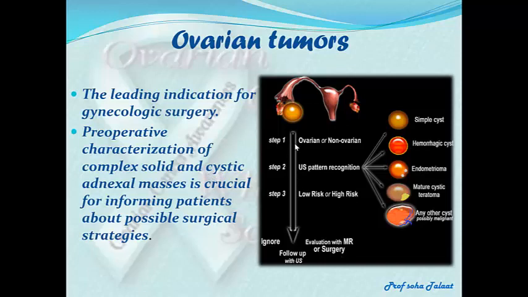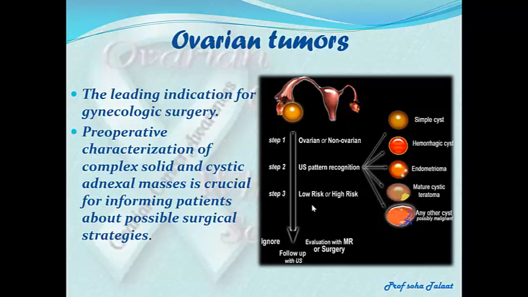We have step 1 to see if the lesion is ovarian or not. First step, is it ovarian or adnexal non-ovarian lesion? Second step is the ultrasound pattern recognition. Is it simple cyst, hemorrhagic cyst, endometrioma? And when we proceed in the lecture, we will see that hemorrhagic cyst and endometrioma are not an ultrasound diagnosis. If we want to be sure of being hemorrhagic or endometrioma, we must do MRI for characterization. We have also the mature cystic teratoma and the other cysts with different proportions of cystic and solid components.